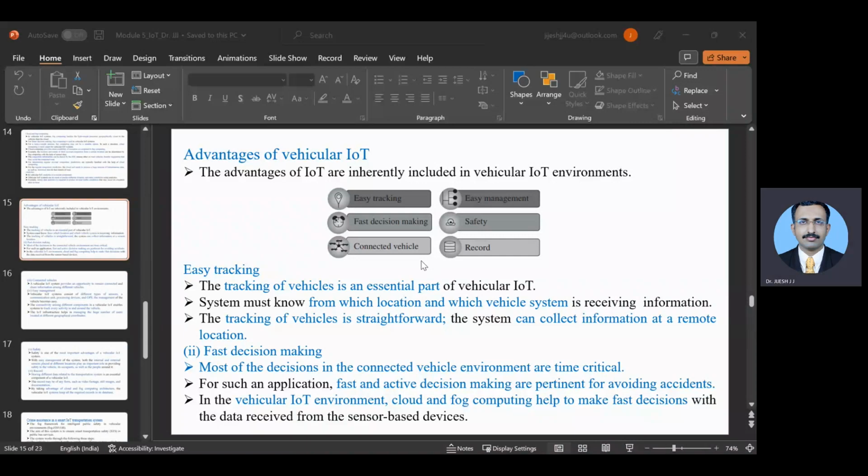So we have seen the 6 advantages of using vehicular IoT. Is that clear for you? What are the 6 advantages of vehicular IoT? First one is easy tracking. Second one is easy management. Third one is what? Fast decision making. Fourth one.